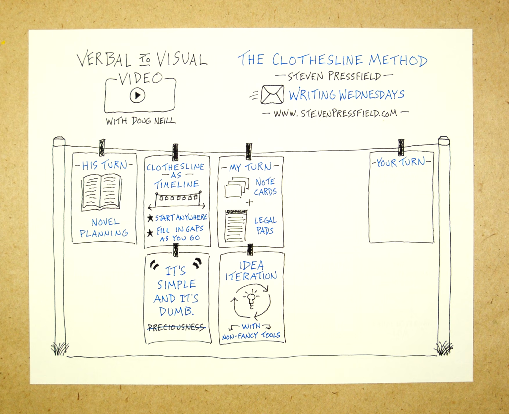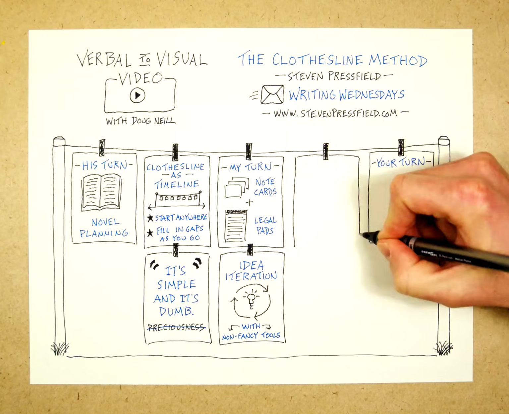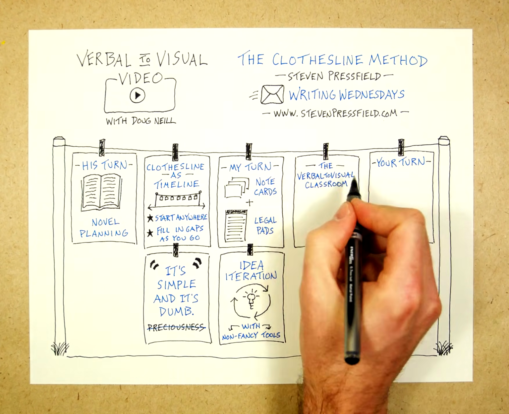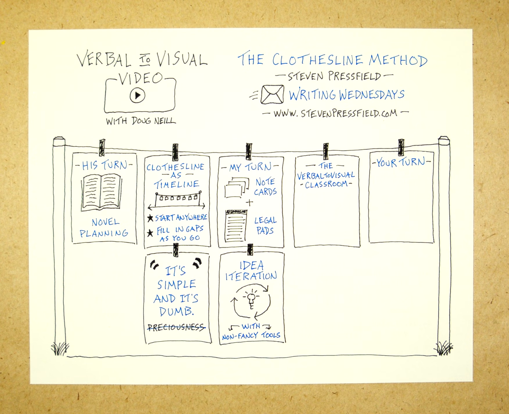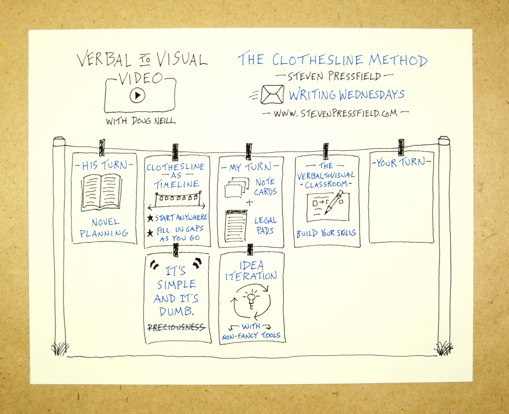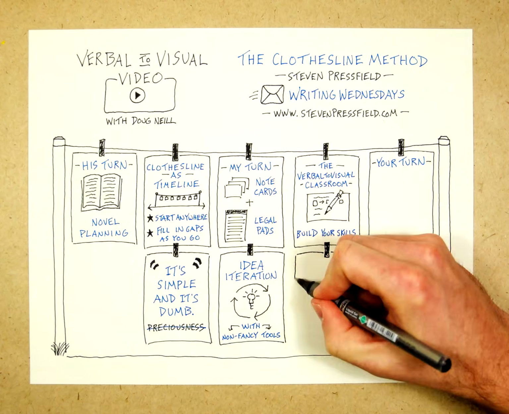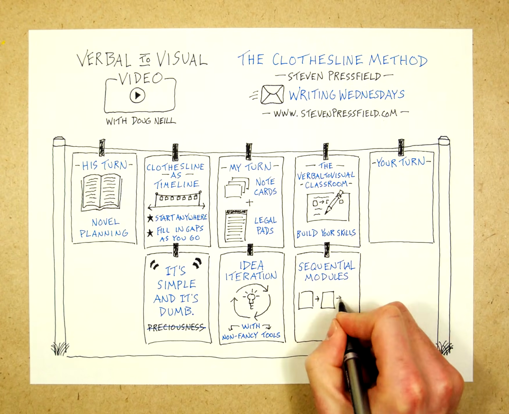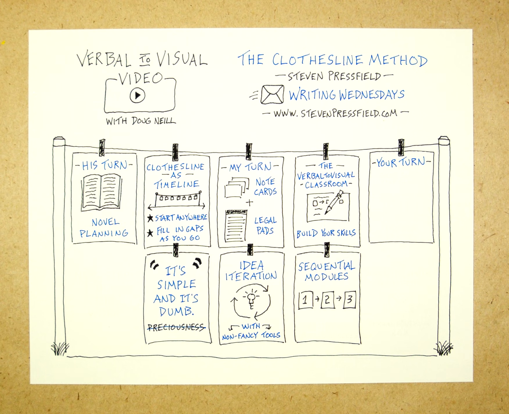So I will be using my cheap tools with this clothesline method as a tool to help me plan out the verbal to visual classroom, which I announced at the end of last week's video. I'm building a digital learning environment that has a very specific goal, and that goal is to help you develop a note-taking system that works for your circumstances and helps you move toward your goals. That classroom consists of modules that you will work through sequentially as you build your skills and figure out how to take all of these options in the world of visual note-taking and apply them appropriately to your work.